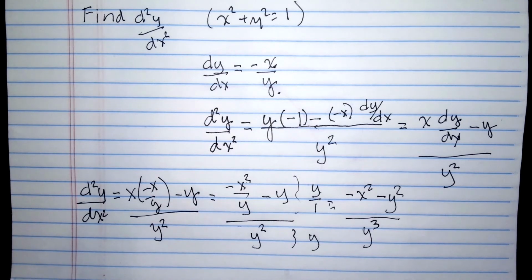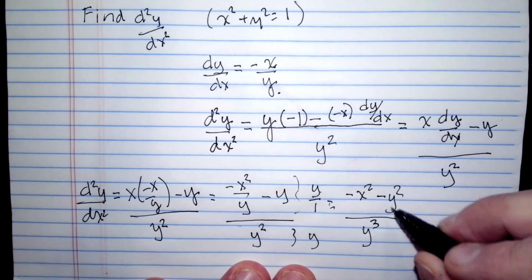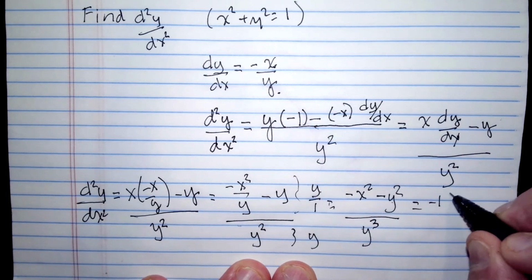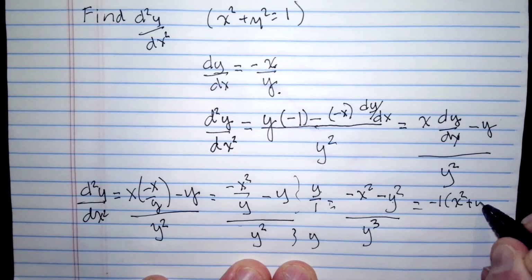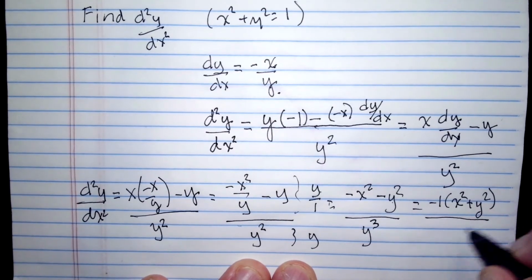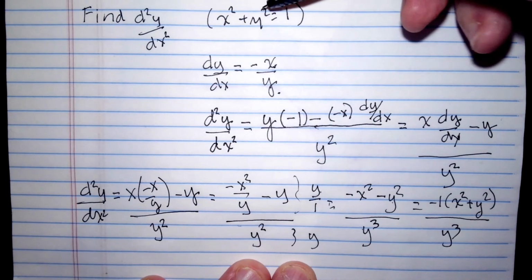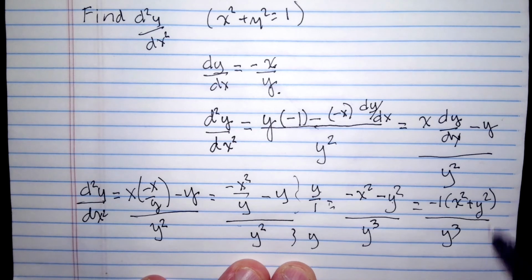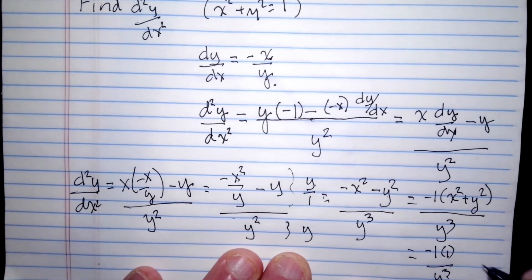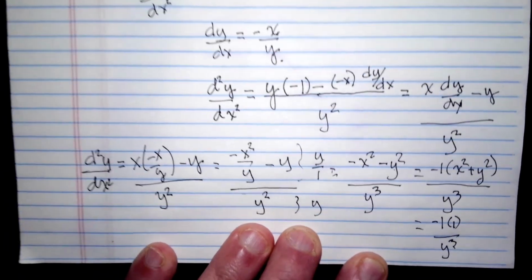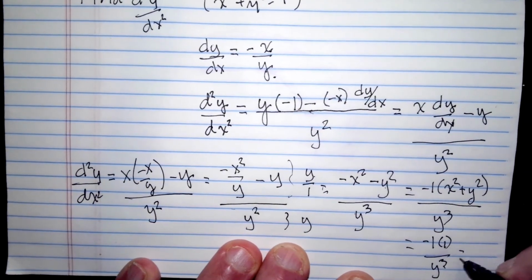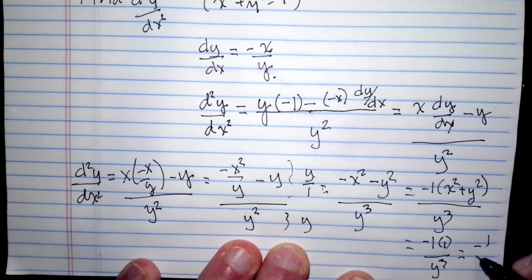But wait, there's more. If you factor out a negative 1 here, you get x squared plus y squared. And remember that we started with x squared plus y squared equals 1, so let's replace that x squared plus y squared with 1. And we get negative 1 over y cubed.